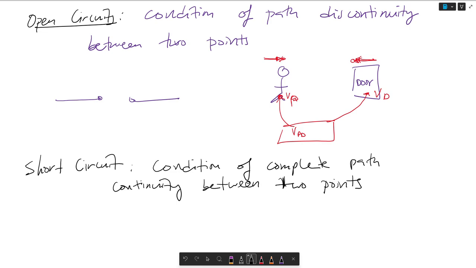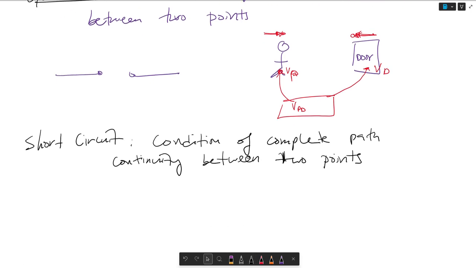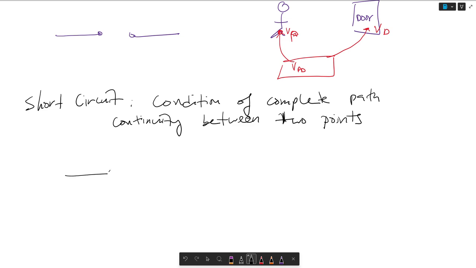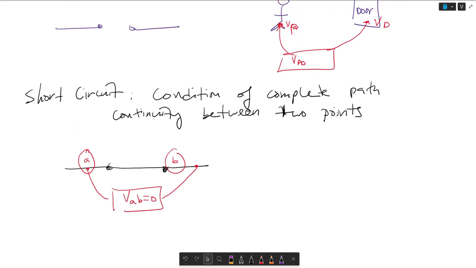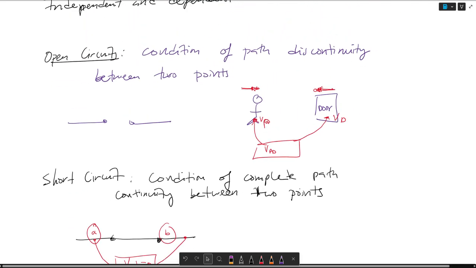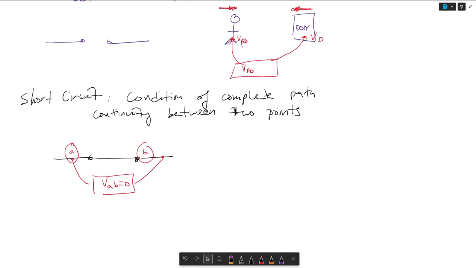And there's no voltage drop that occurs across a short circuit. So in schematic, a short circuit looks like this. And if you were to measure it with our voltmeter, this is point A, this is point B, VAB will be equal to 0 because the voltage at A is the same voltage at B. So that's how we defined open and short circuits.